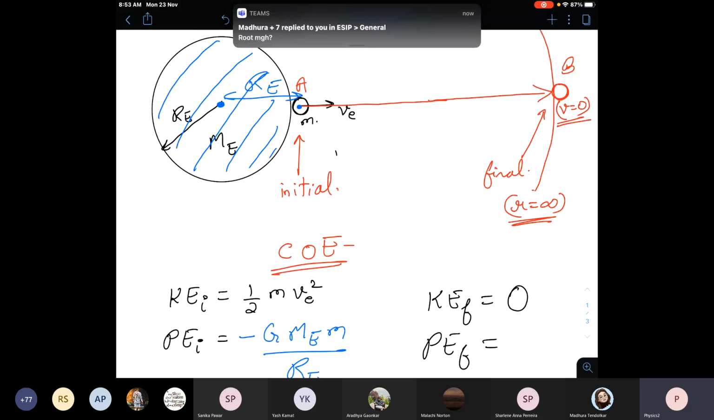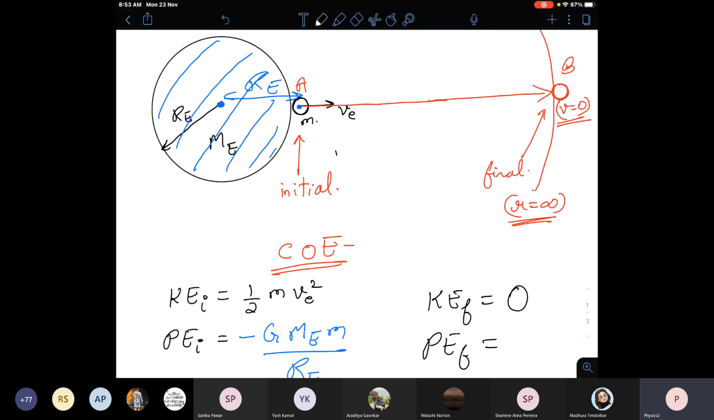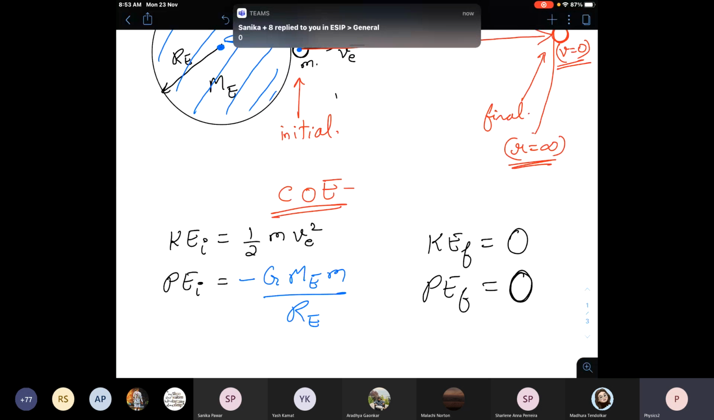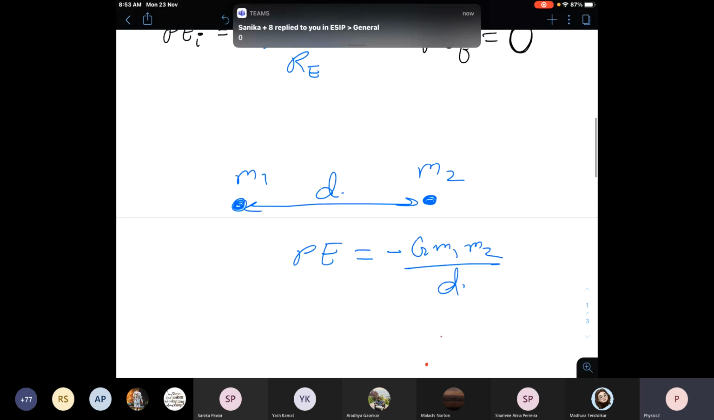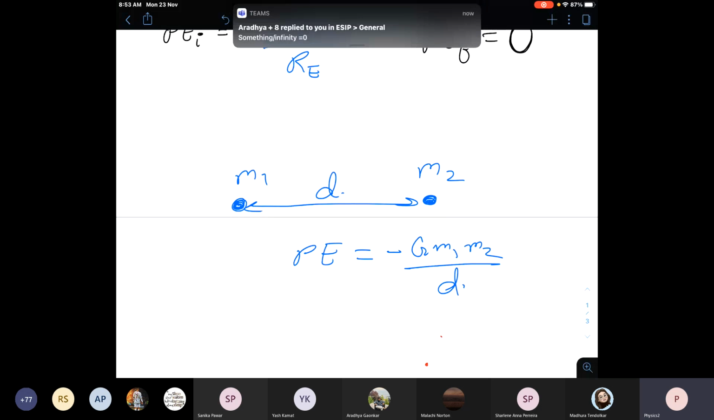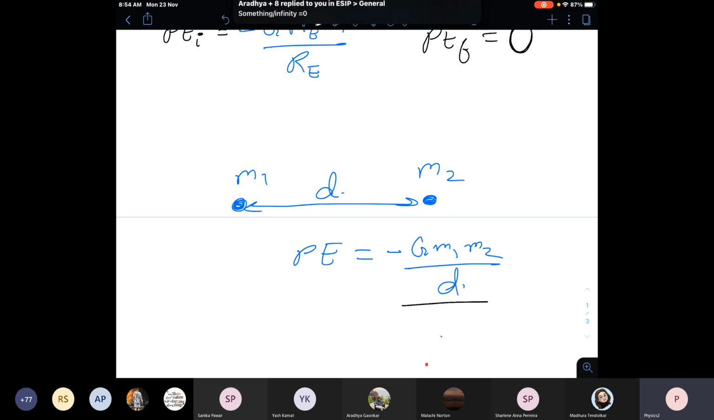Okay, no. Root mgh cannot be the potential energy over it. See, again it is zero. How is it zero? Just see. This was your initial condition. Okay, m1 m2 masses, just a detour. You have m1 m2 masses at a separation d. Then the potential energy can be written as minus G m1 m2 by d. Till here no problem.